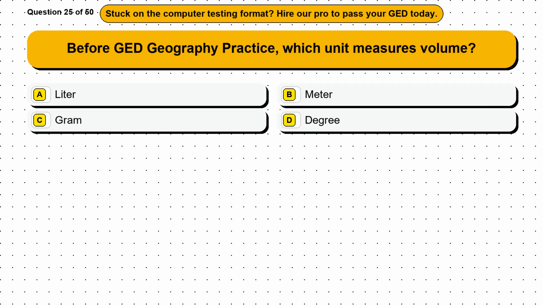Question 25. Before GED Geography Practice, which unit measures volume? Option A, liter. Option B, meter. Option C, gram. Option D, degree.